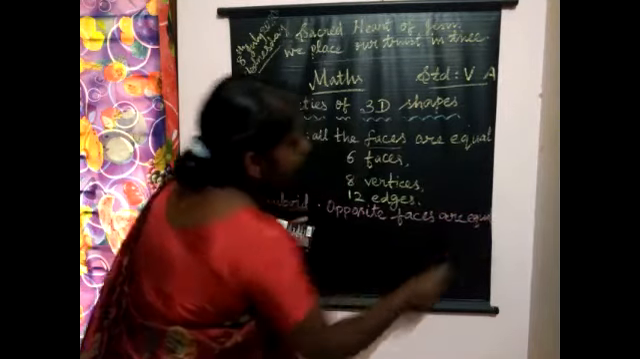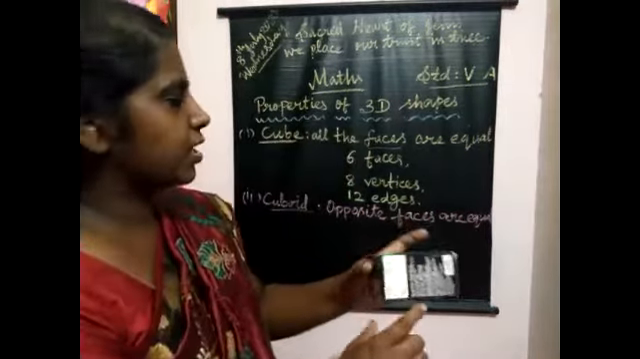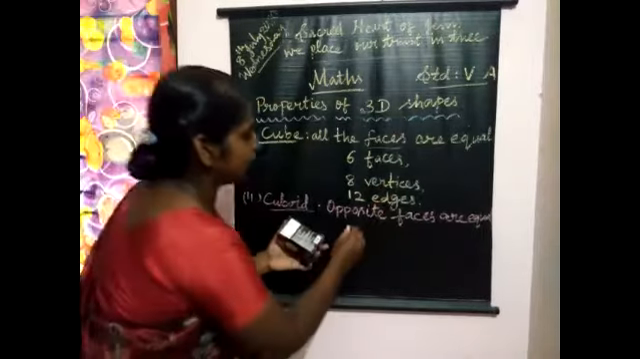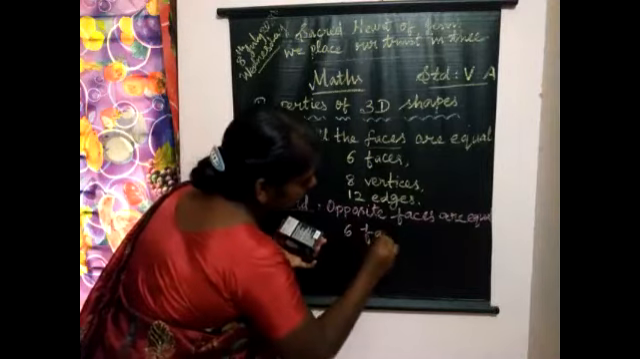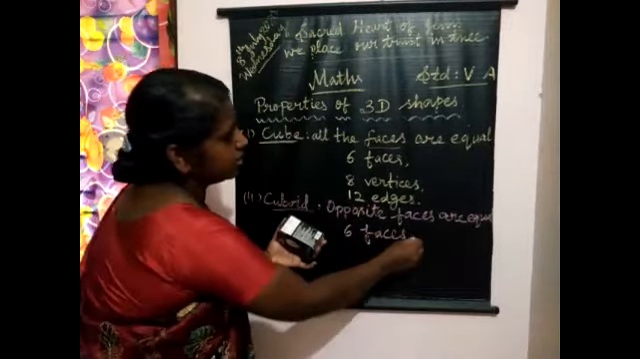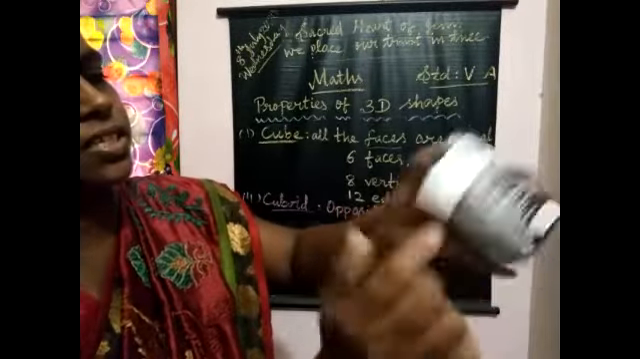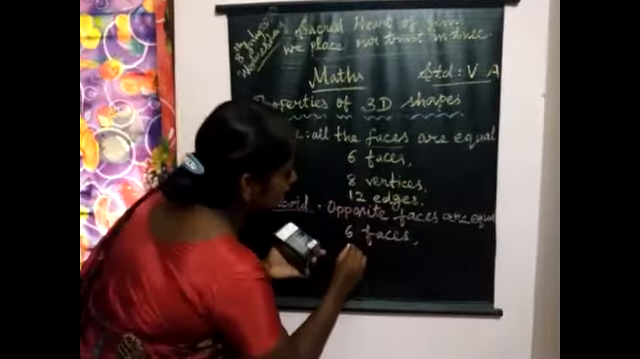Opposite faces are equal. And how many faces are there? 1, 2, 3, 4, 5, 6. 6 faces are there. How many vertices? 1, 2, 3, 4, 5, 6, 7, 8. 8 vertices are there.